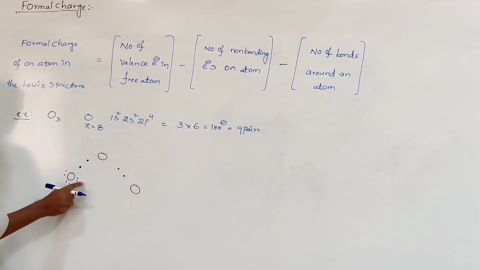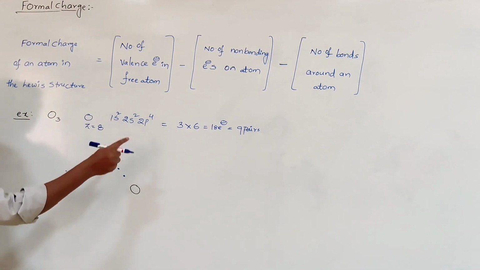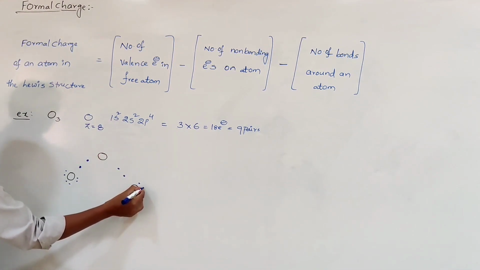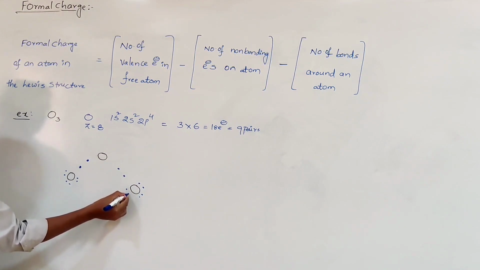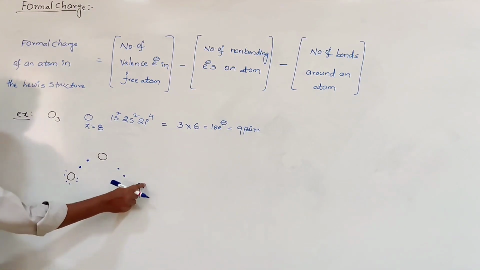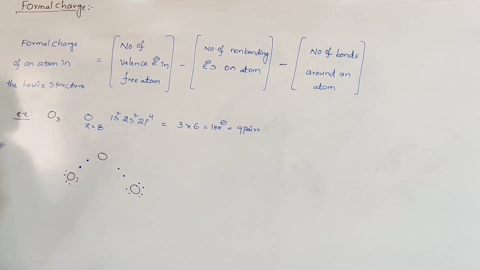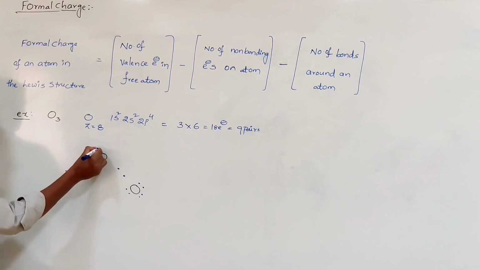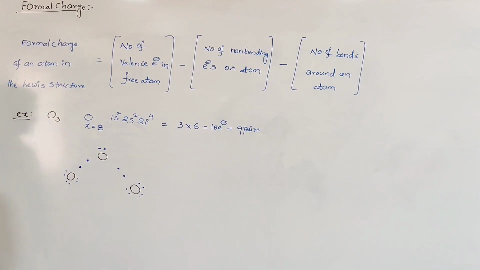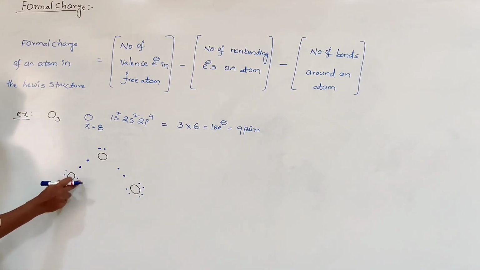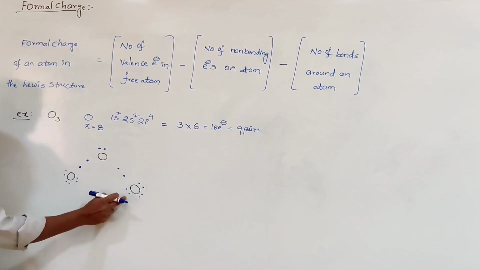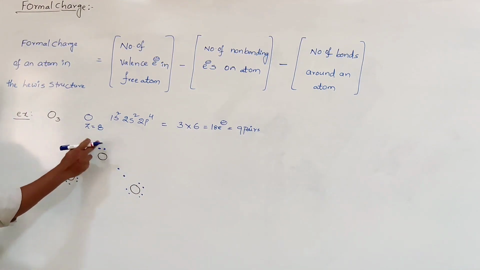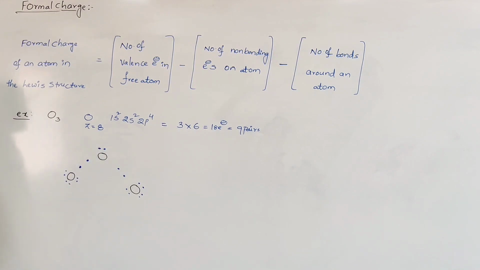So 1, 2, 3, 4, 5 is over. The 4 more are left. 1, 2, 3, 4, 5, 6, 7, 8. 8 pairs are over, only 1 pair is left, that I kept on this one. So by distributing the 9 pairs of electrons between the oxygen atoms as shared pairs as well as lone pairs, these 2 oxygen atoms are getting the octet configuration, because 2, 4, 6, 8 and 2, 4, 6, 8. But the central oxygen atom, 2, 4, 6, does not get the octet configuration.